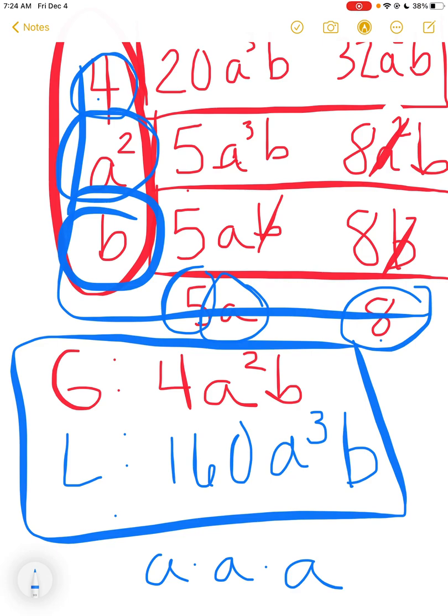All right, you guys, this is definitely a tricky skill. There's a lot of pieces. The variables kind of can throw us for a loop. Try your best. Rewatch the video as needed. Check in with your teacher if you have any questions.